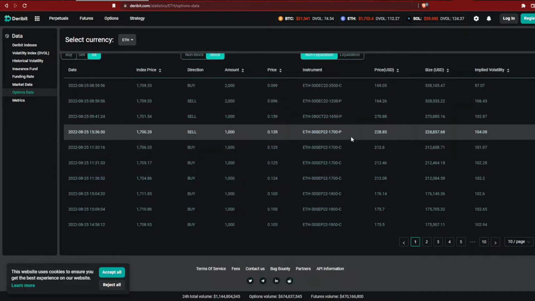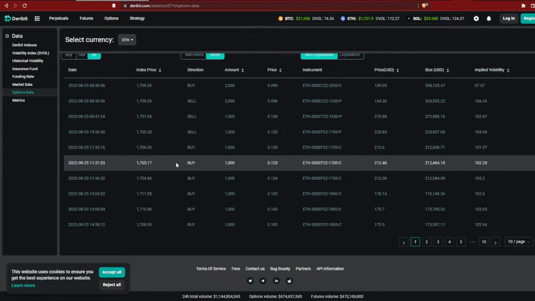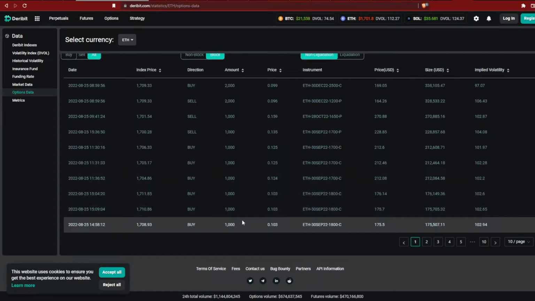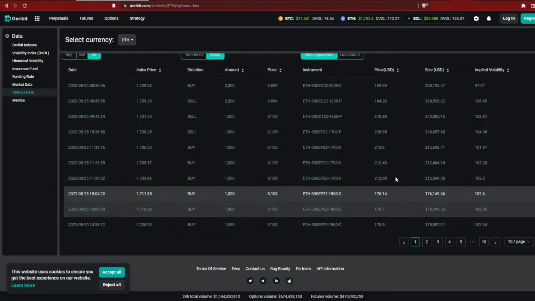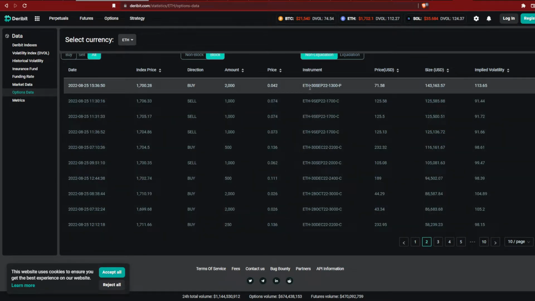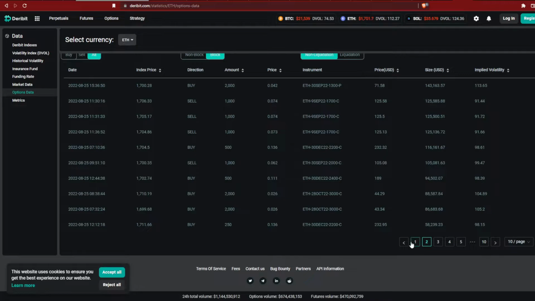Yeah. September 30th. Oh, here's our 1700 calls. Buys, buying. All these block transactions are buys for the 1700 call and the 1800 call. We see some selling. What is that? 11:30:16.